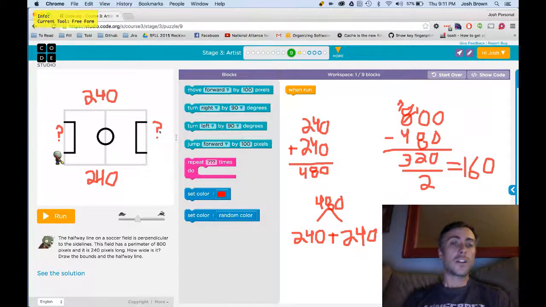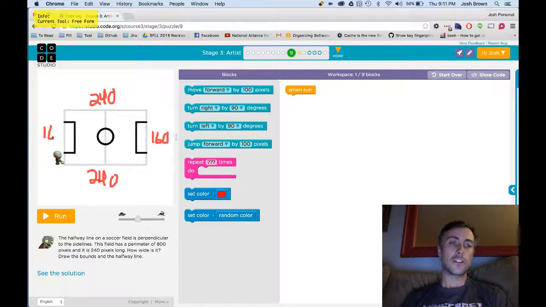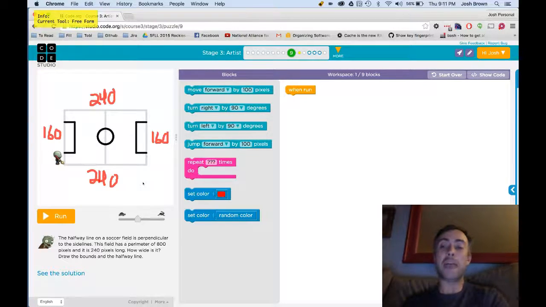I know this is a lot of math that we had to do before we could even start, okay? So now, if we look at this, we know that this side is 240. We know that this side is 240. We know that this side is 160. And we know that this side is 160. All right, so now that we've done that math and we know exactly what the dimensions are that we need for the perimeter, now we can actually do the coding, okay?